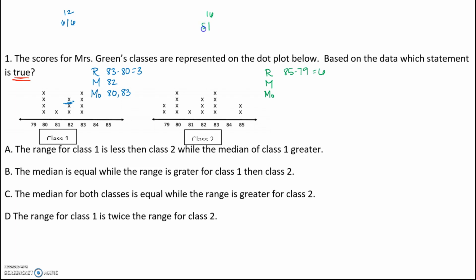16 divided by 2 is 8. So 8, my median, then 8 more. 1, 2, 3, 4, 5, 6, 7, 8. 1, 2, 3, 4, 5, 6, 7, 8. So my median is 82, and my mode looks like it's 80 and 83.